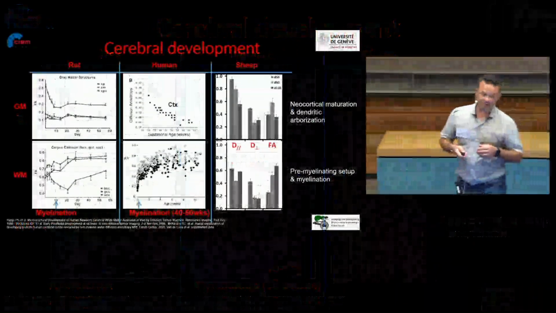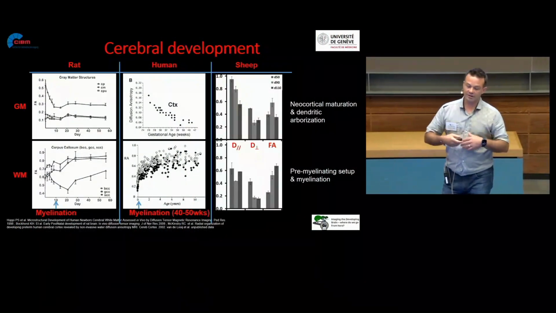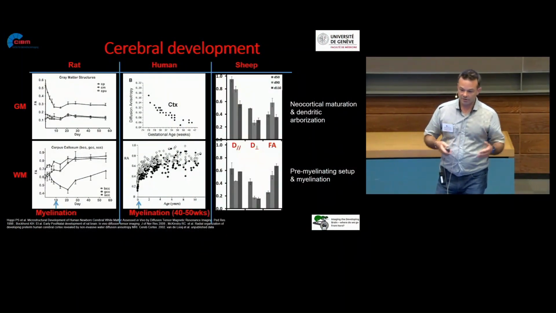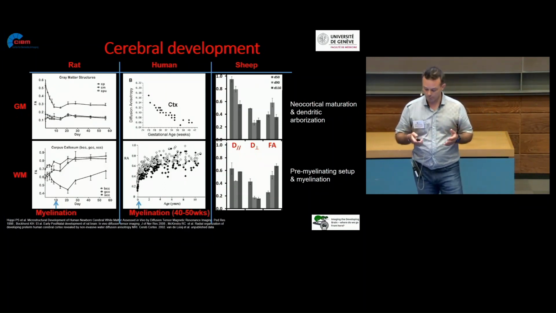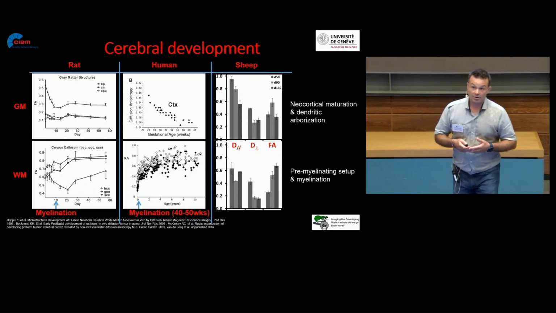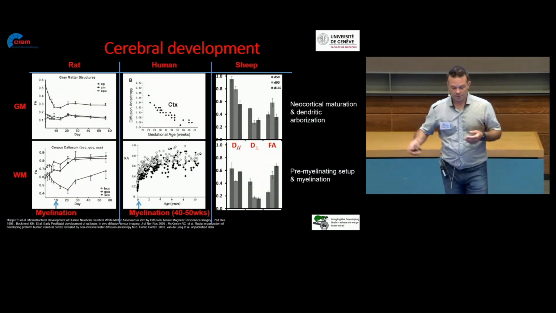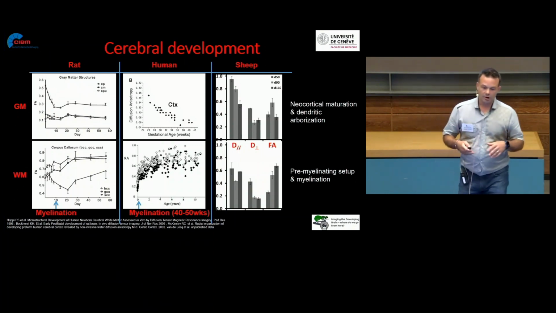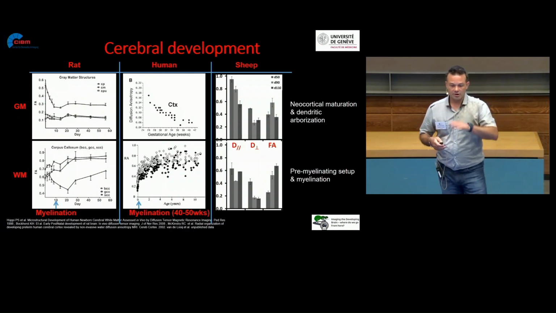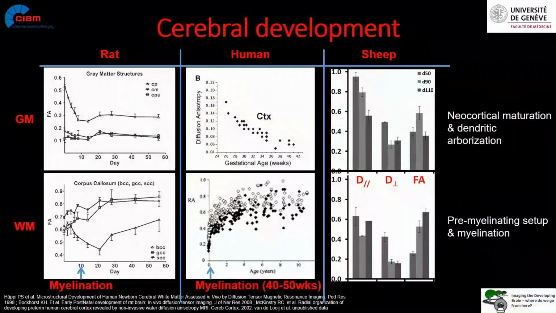So this technique has been used already to assess the cerebral development in rodents, in humans, and in sheep, in gray matter and white matter. Mainly, if you look in the gray matter, so in the cortex, with the cerebral development, you have a decrease of this anisotropy, mainly due to the neocortical maturation and the dendritic arborization. So you go from a radial organization of the tissue to kind of branches with the dendrites.